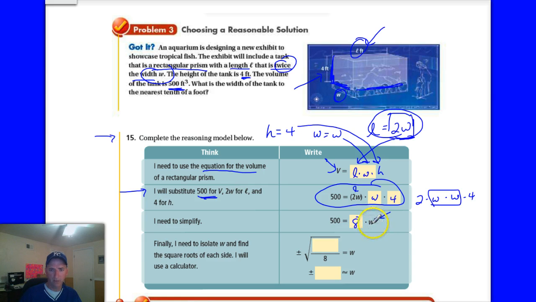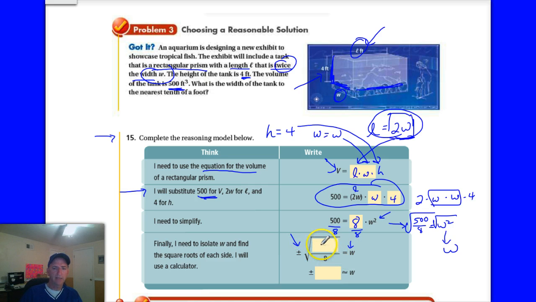Okay, so now what we have to do is solve this. Now they kind of skipped some steps here. I wish they would have gone ahead and shown you the solving part. So you're going to divide both sides by 8. So you have W squared, and you end up with 500 over 8 equals W squared. So now you're going to square root both sides. When you square root that, it becomes W, which is right here, and that becomes plus or minus.